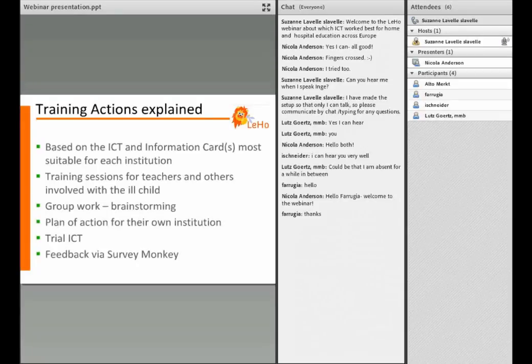And then it would involve the schools trialing the type of software or device or information card that they'd chosen, and having a go at it for a good few weeks or half a term, whatever the school system was in the respective country, and then giving feedback via a Survey Monkey questionnaire that had been set up specifically to get feedback in all of the partner country languages. So we had Survey Monkeys in Spanish, in Catalan, in English, in German, in Egyptian. I think that's just about all of them, because the Belgian people use the English SurveyMonkey.